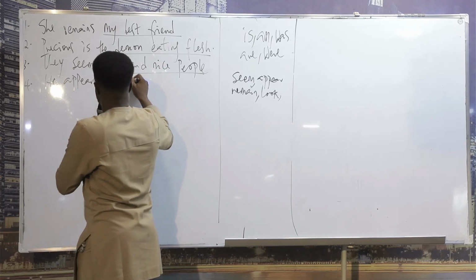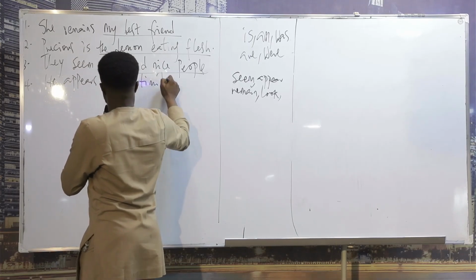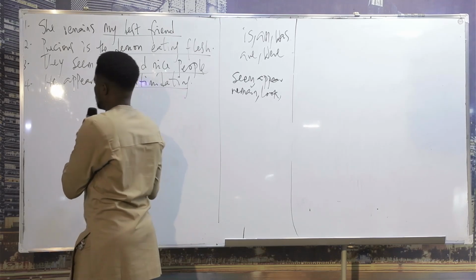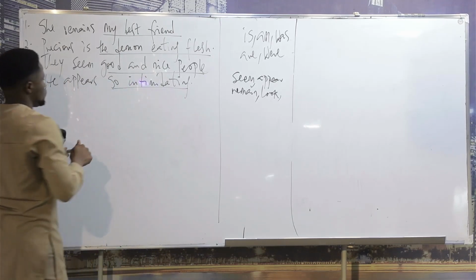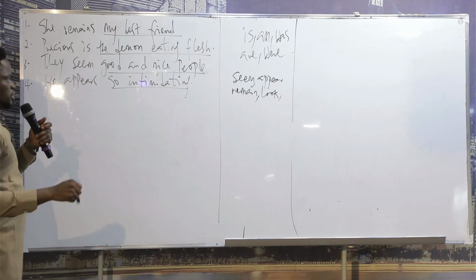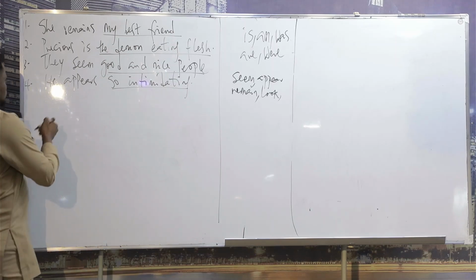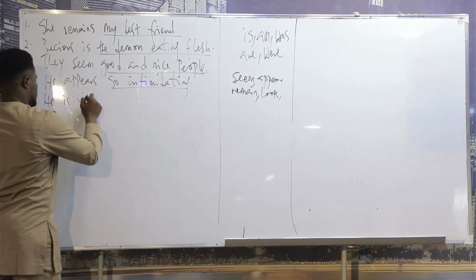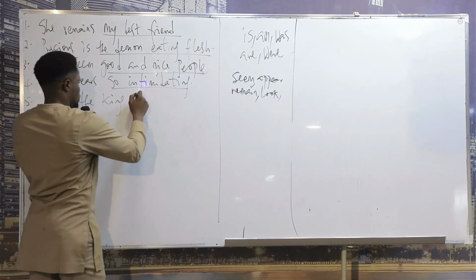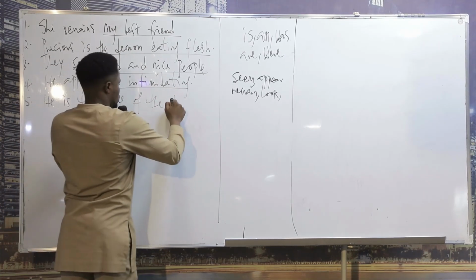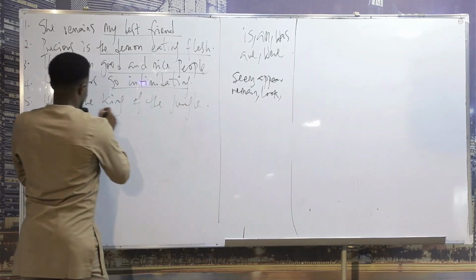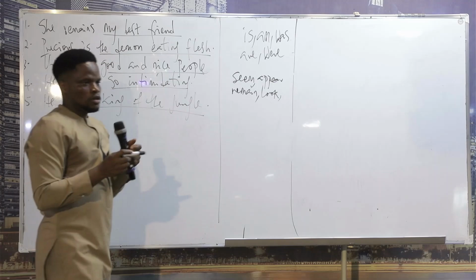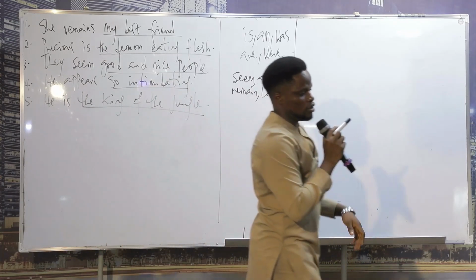He appears so intimidating. So intimidating, underlined. Number five. He is the king of the jungle. The king of the jungle, underlined.